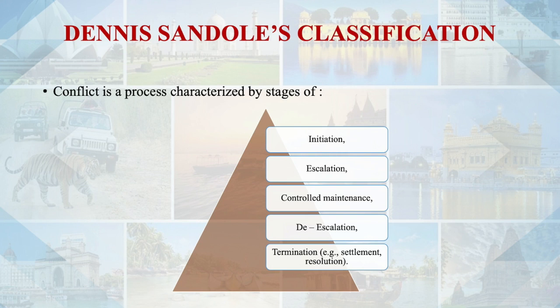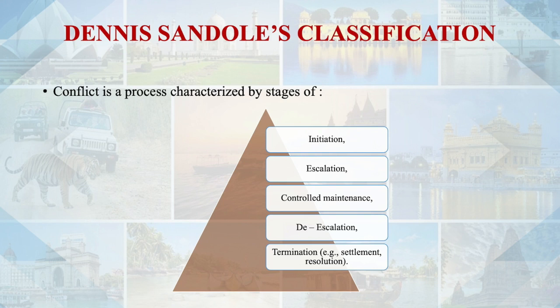So conflict is a process. This process has five stages. First it initiates, then it escalates to another level, then controlled maintenance activities to prevent further escalation, then de-escalation, and at the last it is termination of the conflict, which can be understood as settlement or conflict resolution.